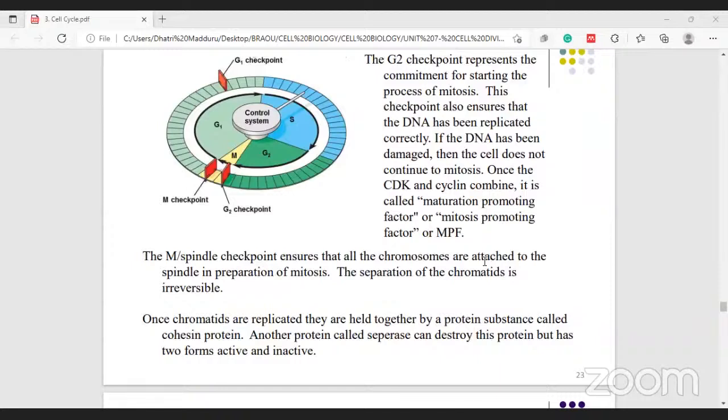Once the chromatids are replicated, they are bound together by a protein substance called cohesin. So cohesin is a protein where they both will bind. Another protein called separase will destroy this protein cohesin, but again it has two forms, active and inactive.